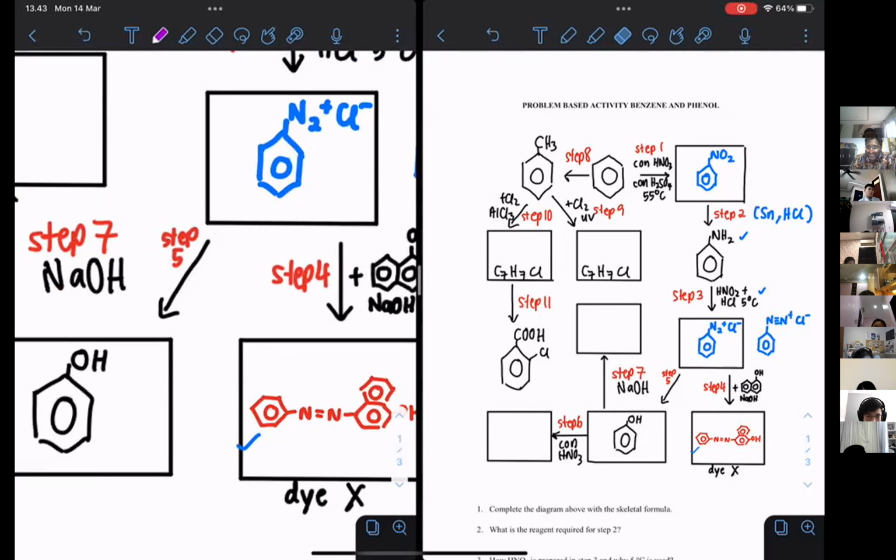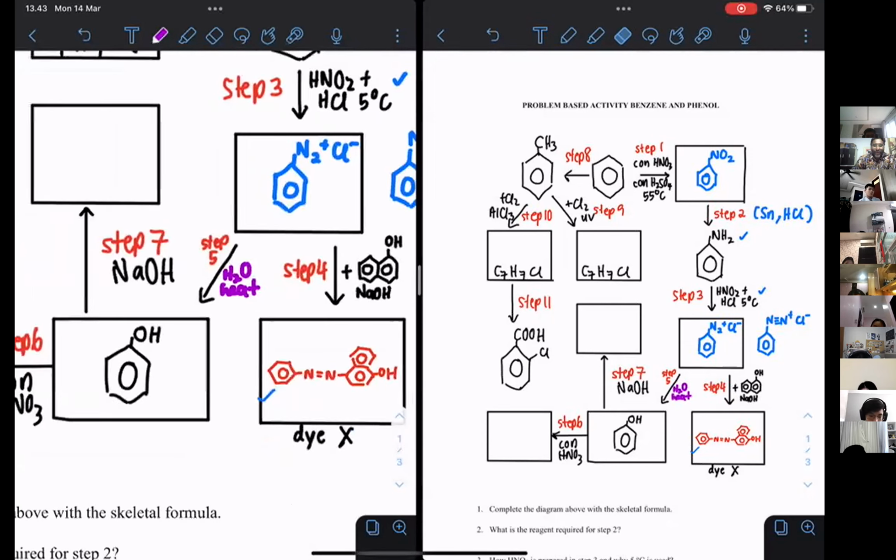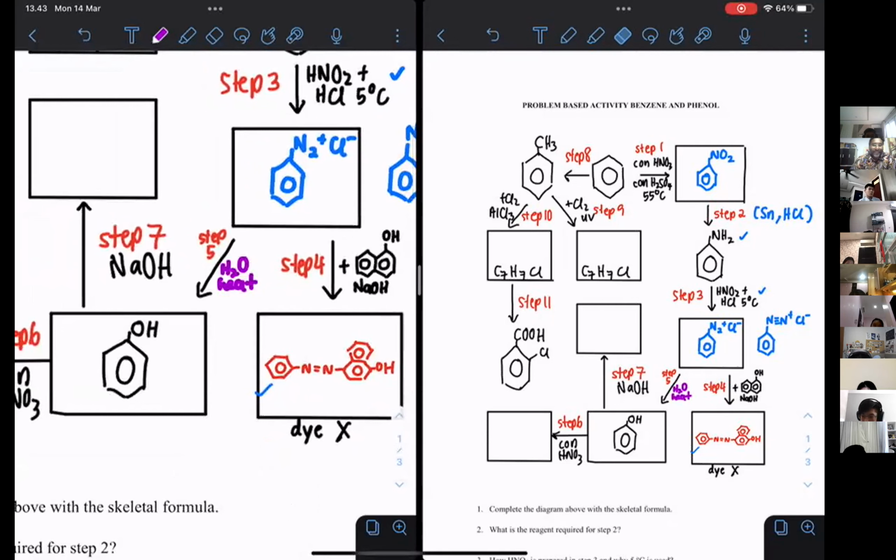Sir, is it water? Yes, water. So it's good, Megan. So water, you need to heat. So with water you heat, you will get phenol. This is how you prepare phenol.